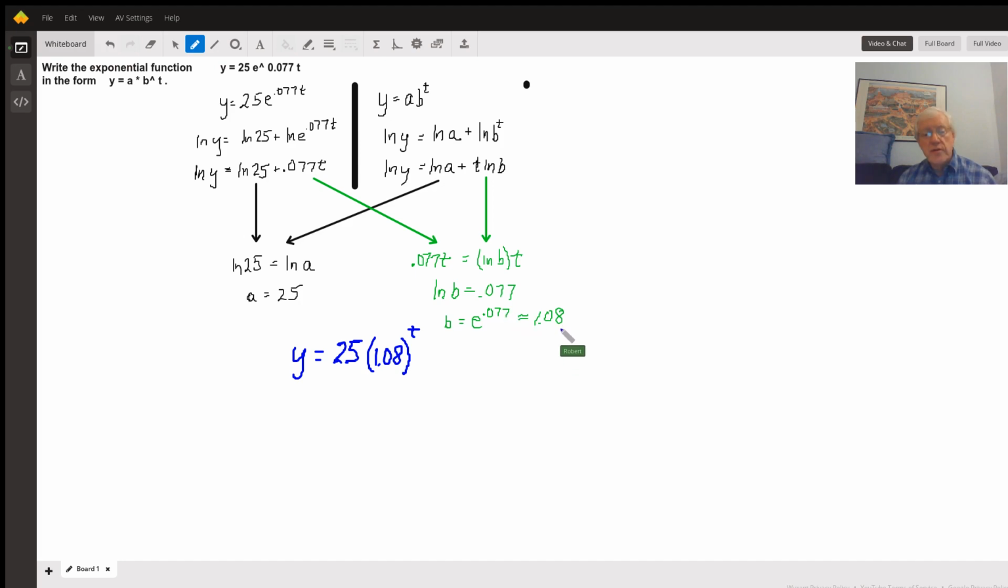which is very nearly 1.08. So that results in this equation in the form desired. y equals 25 times quantity 1.08 to the t power. And I hope that helps.